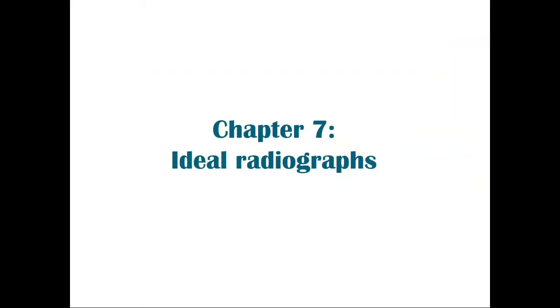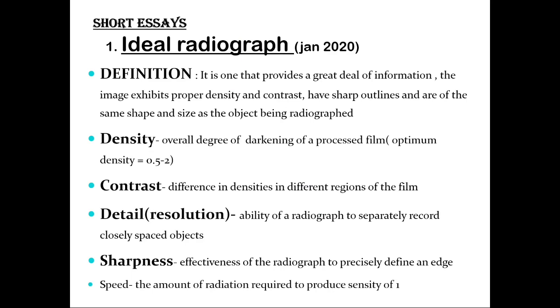Under the chapter of ideal radiographs, which you can refer from Freny Karjodkar itself, they have a huge chapter about the ideal radiograph as such. Once a question has been asked relevant to ideal radiograph, you should start off with the definition. It is one that provides a great deal of information. The image exhibits proper density and contrast, has sharp outlines, and is of the same shape and size as the object being radiographed. And then you should talk about the attributes to have an ideal radiograph.